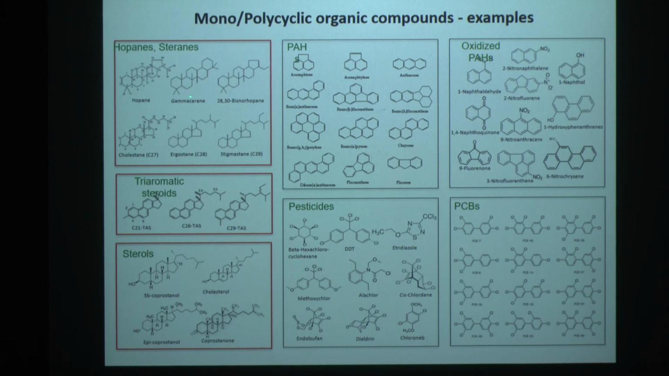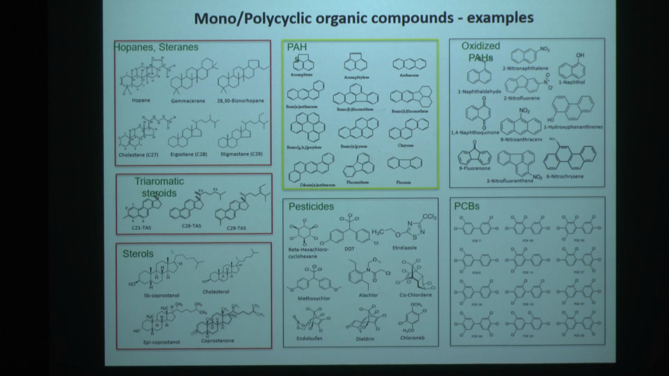And as well, the degradation products of some of these compounds, for example, sterenes, can produce others like triaromatic steroids, which are very well known to be stable in nature, except if they are exposed to sun. Therefore, these compounds can be used to trace photooxidation processes in the marine environment.